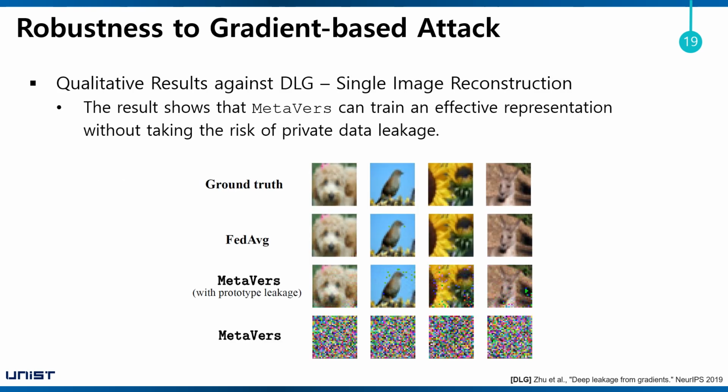This result shows that MetaVers can train an effective representation without taking the risk of private data leakage. FedAvg, which shares the entire model, is vulnerable to gradient-based attacks while MetaVers is not. If prototypes are leaked, it becomes vulnerable to attack. However, leaking prototypes corresponds to a level of information exposure that is not different from data exposure.